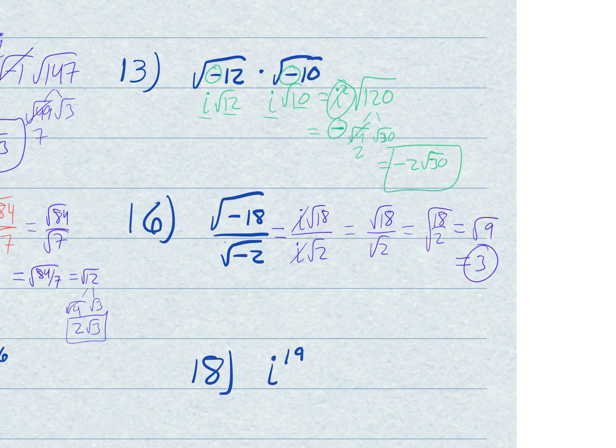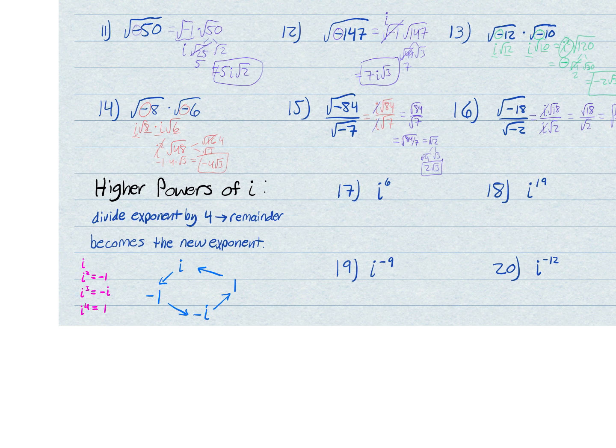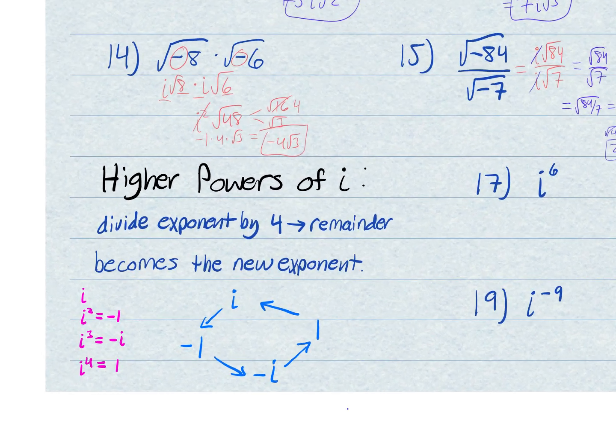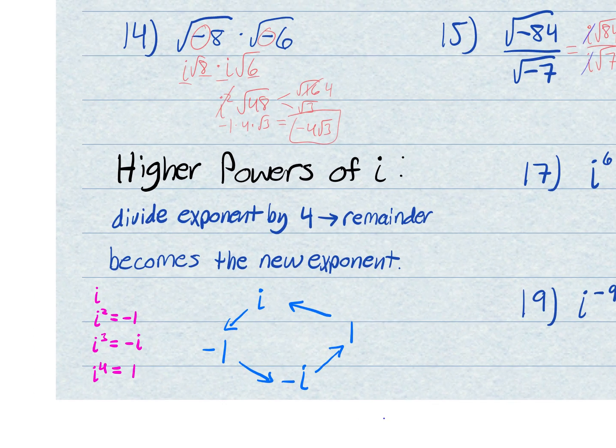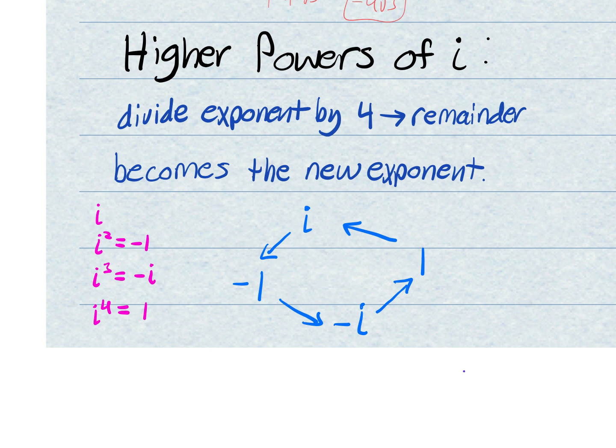All right. Now let's go on to this next section. All right, so we get into higher powers of i. We want to divide the exponent by 4. And the remainder is going to become your new exponent. Right, so a lot of you liked to see the cycle motion, right? It's going to be i, -1, negative i, and 1.